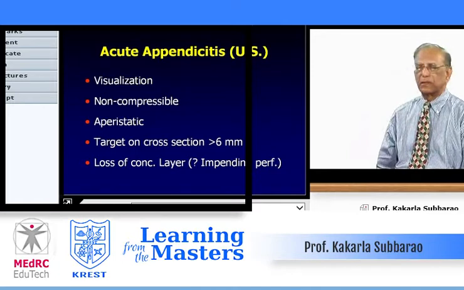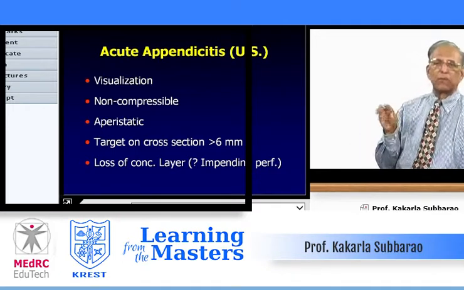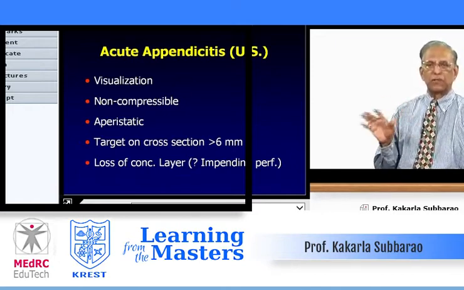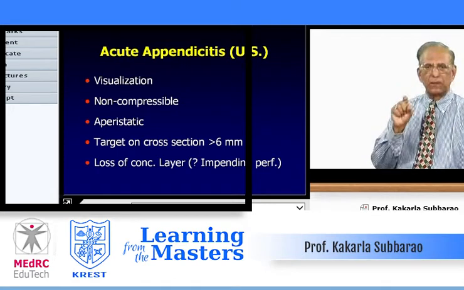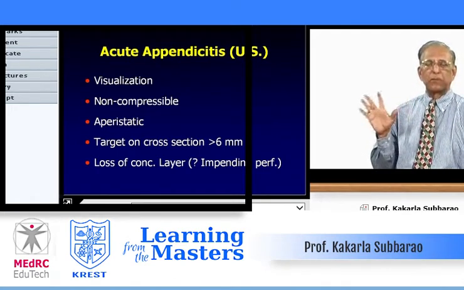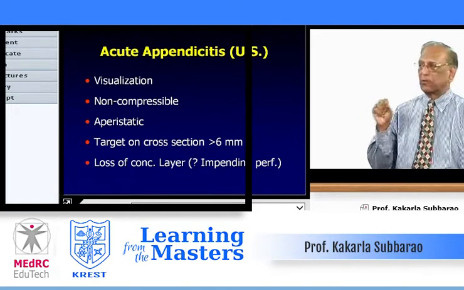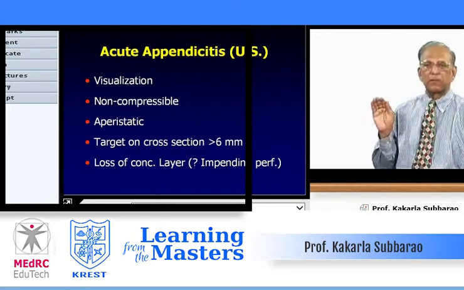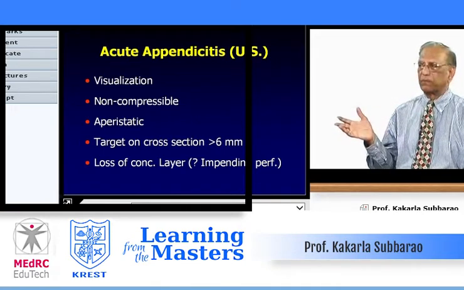In acute appendicitis, normally they say any visualized appendix must be abnormal. It's not true all the time, but in general, if you visualize the appendix on ultrasound, it must be abnormal, because there must be some edema, inflammation. That's why you are visualizing it. And you use graded compression. Of course, there is tenderness.